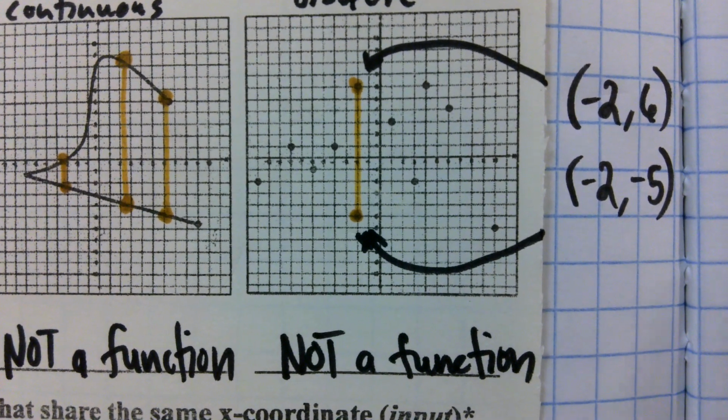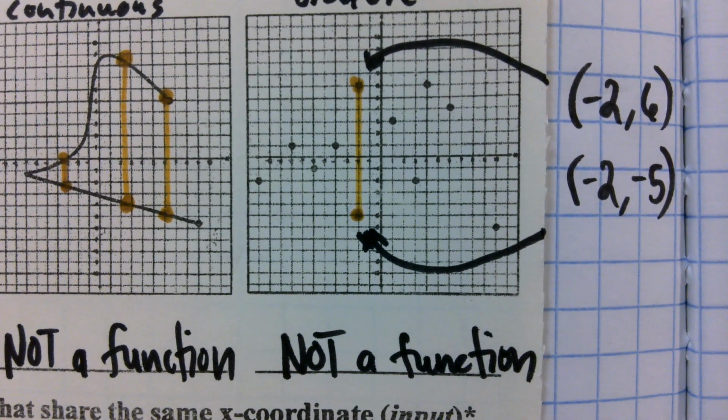So it's the same idea as a mapping diagram, just presented in a different way. But either way, what we're looking for is repeating inputs with different outputs. All right?